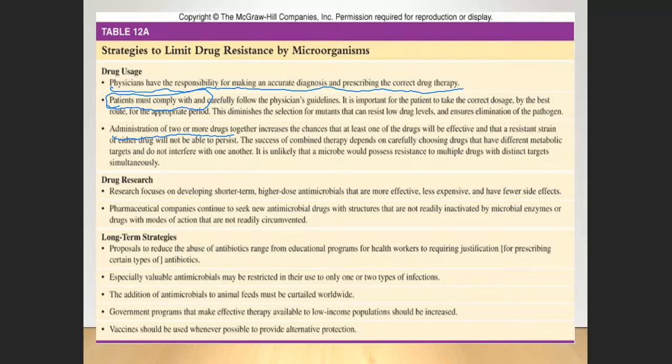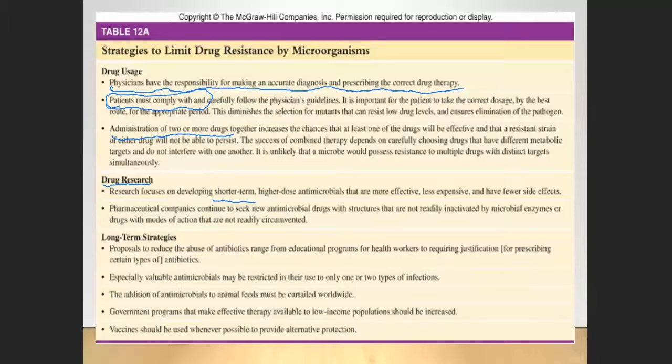So for the pharmaceutical companies, in drug research, for example, they need to focus on drugs that have a short-term effect. It means that it's not causing resistance to the drugs, because with long-term use, it might increase the capability of the bacteria to become resistant against that long-term type of antibiotics or drugs.